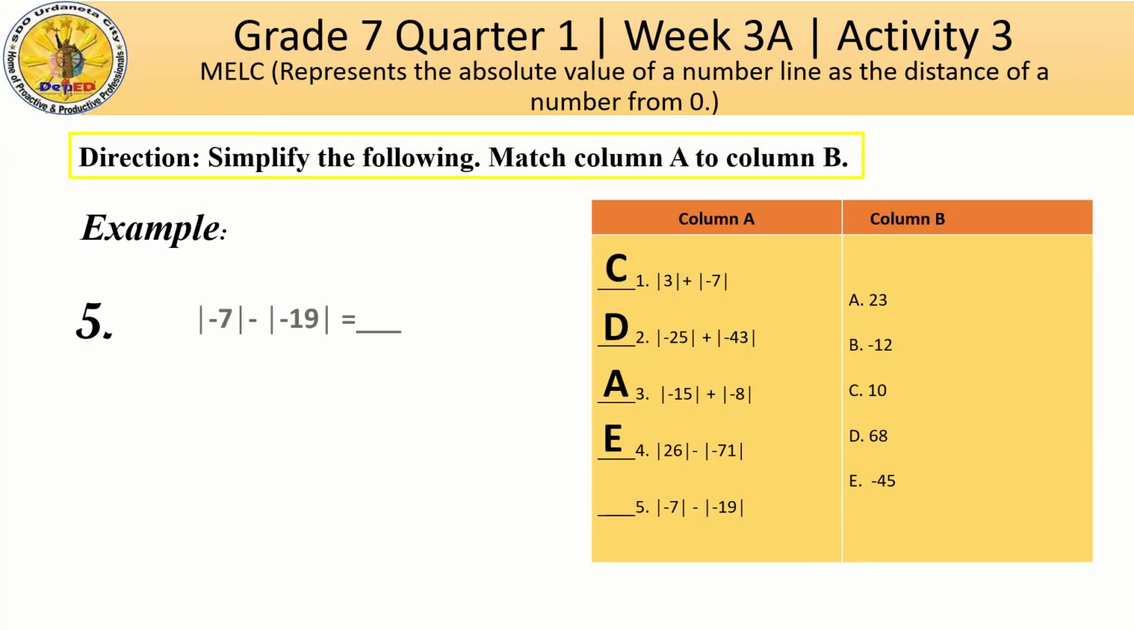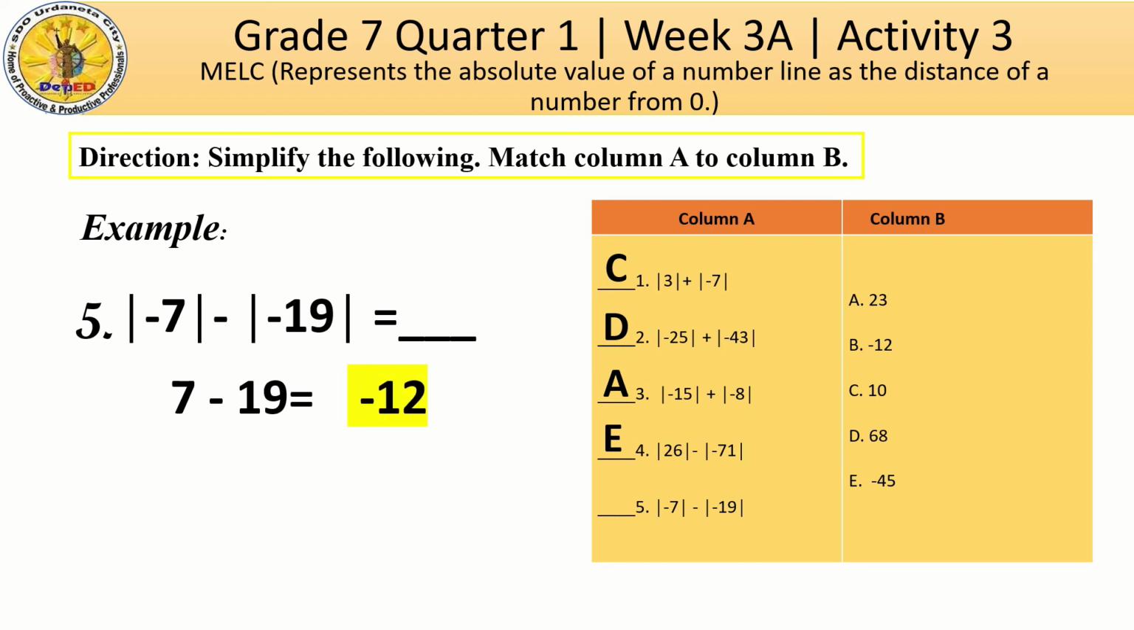Number 5. The absolute value of negative 7 minus the absolute value of negative 19. 7 minus 19, negative 12. We subtract and then copy the sign of the bigger number, which is negative. That's why our answer is equal to negative 12. Negative 12 is letter B.